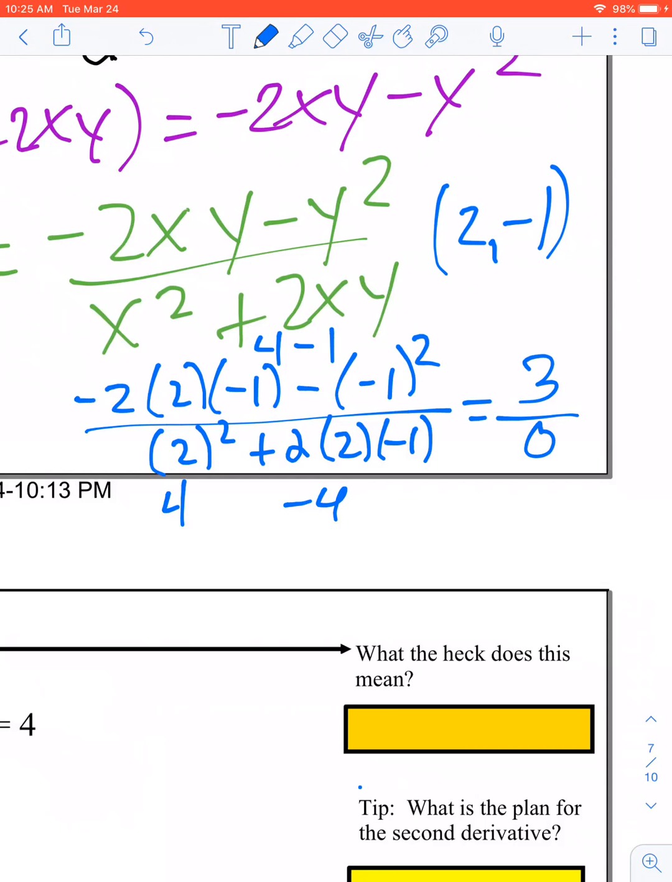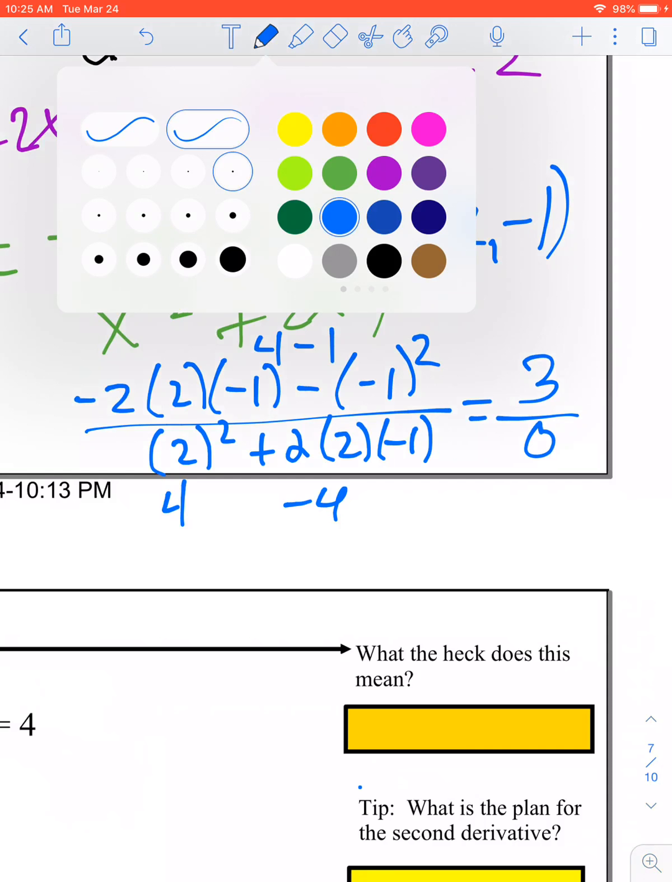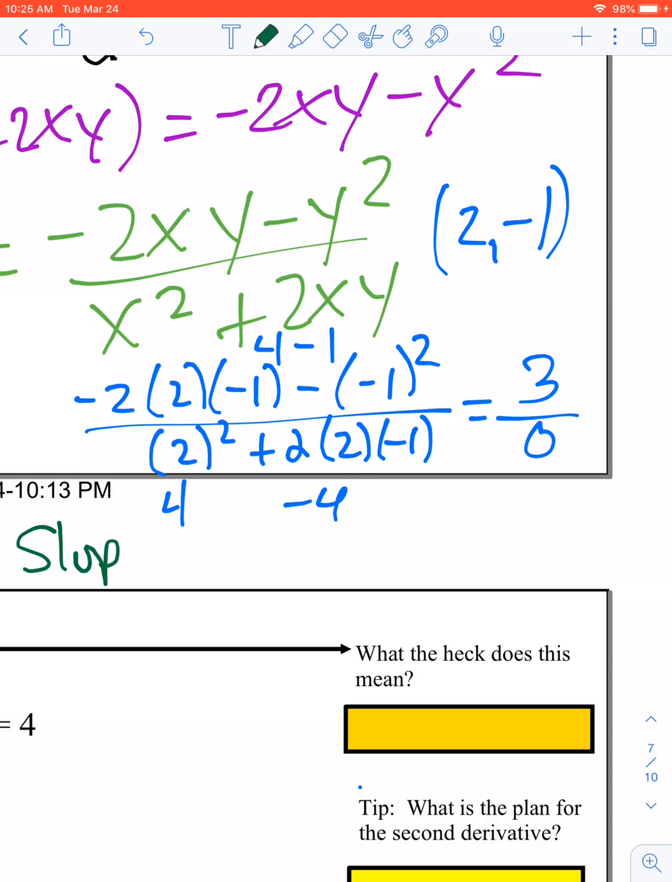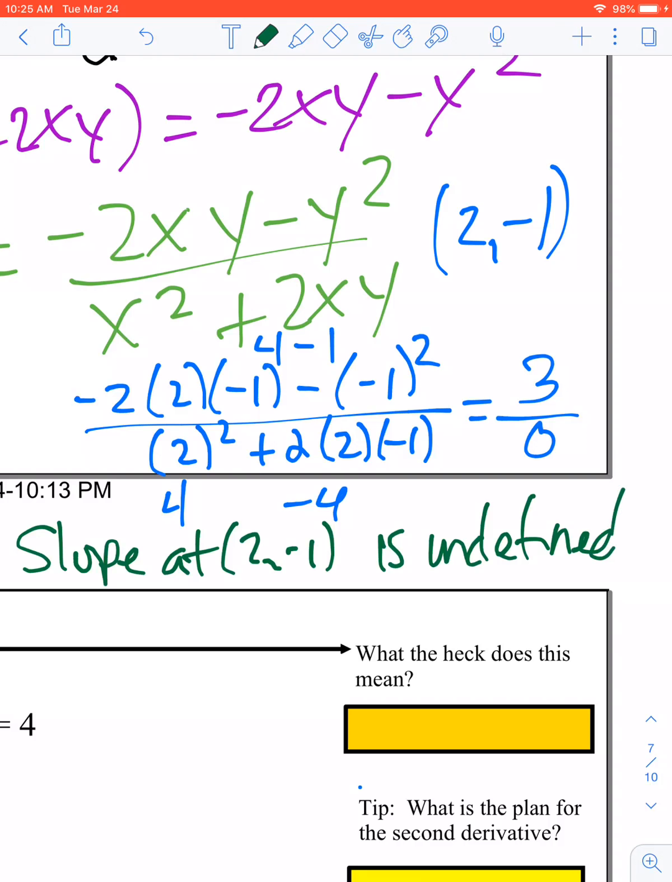So ultimately, for my final answer, the slope at (2, -1) is undefined. You have a vertical tangent line.